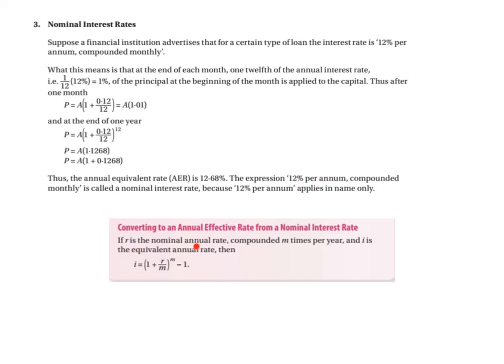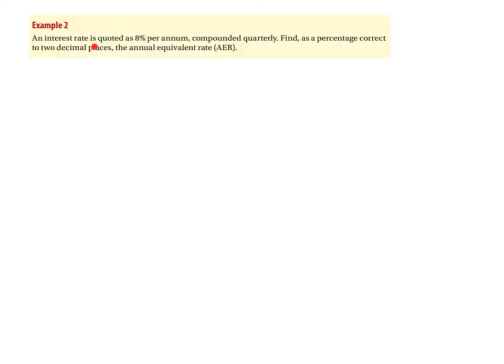You can see if R is a nominal annual rate, compounded M times per year, we use this formula in order to work out what the equivalent annual rate is going to be. So an interest rate is quoted as 8% per annum compounded quarterly. That tells us it's going to be a nominal rate. So you need to find the AER, as a percentage correct to 2 decimal places. Okay, it's just using that formula.